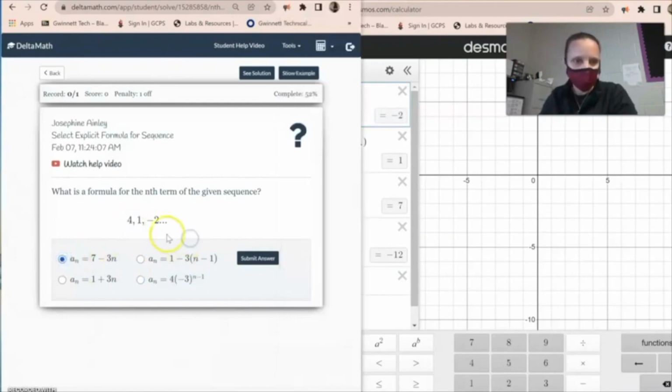I'm tripping. So remember, n is just the number of terms. This is the first one, the second one, and the third one. When you substitute the first term, do I get 4 as the answer? When I substitute the second one, do I get 1? When I put the third one, do I get negative 2? That's really all that you're doing, and then once you do that, you match it up.